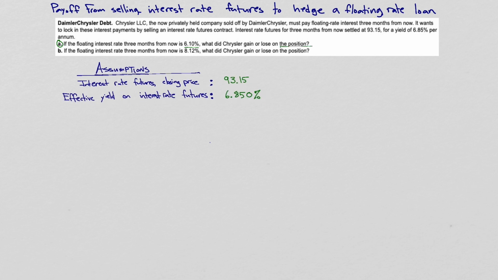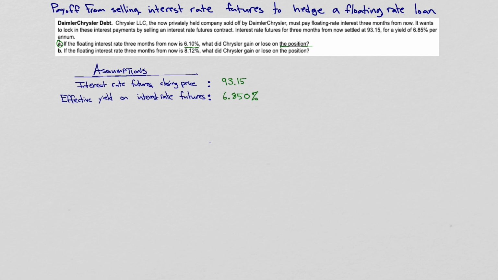So in order to calculate or really solve this problem, we first need to look at what our assumptions are. And the two assumptions that I see here in this problem setup are the initial interest rate futures contract price is set at 93.15. So the closing price at the time that this futures contract was sold was 93.15. And that translated to a yield of 6.85% per year. So the effective yield on this interest rate futures contract is 6.85%.